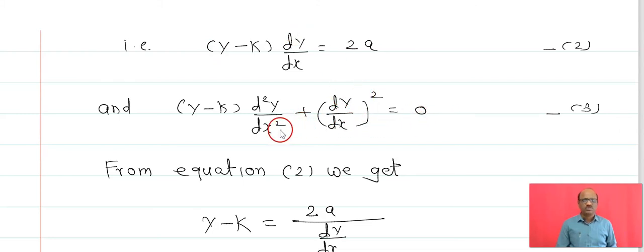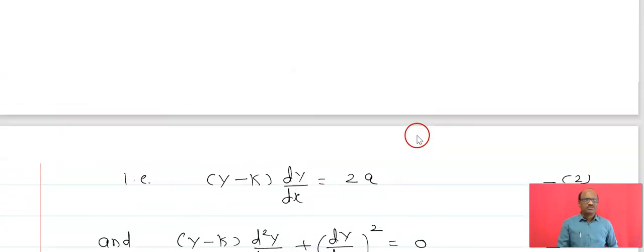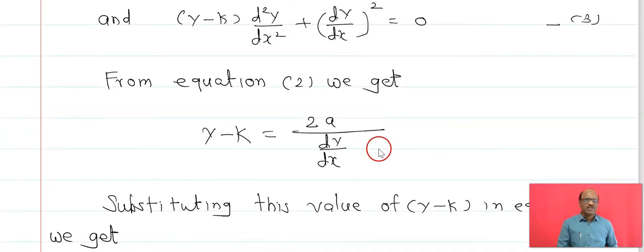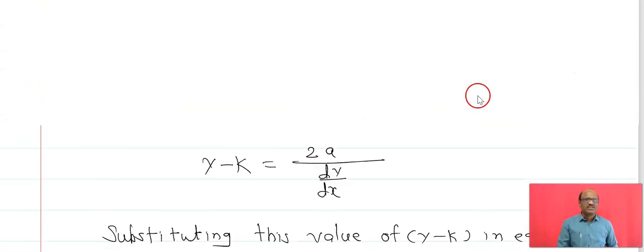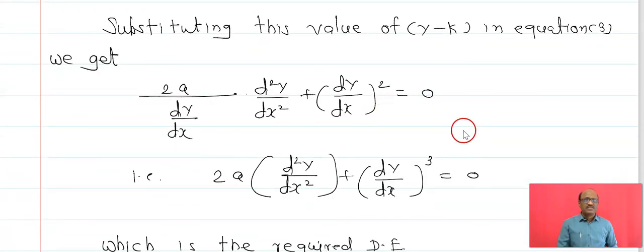equals to 0. Now from equation number 2 we get y minus k is equals to 2a upon dy by dx, from equation number 2. See this here: dy by dx is equals to 2a upon y minus k. Substituting this value of y minus k in equation number 3, you will get 2a upon dy by dx into d2y by dx square plus (dy by dx) whole square, that's equals to 0.